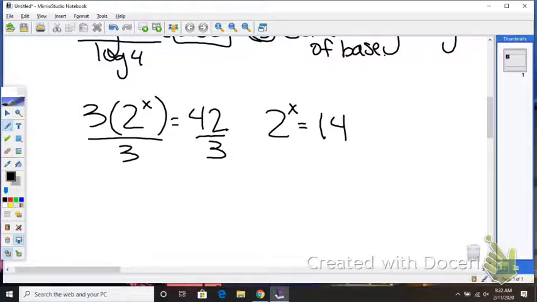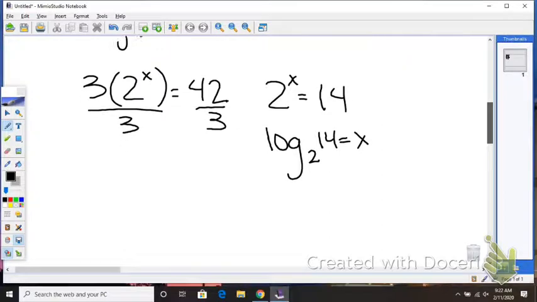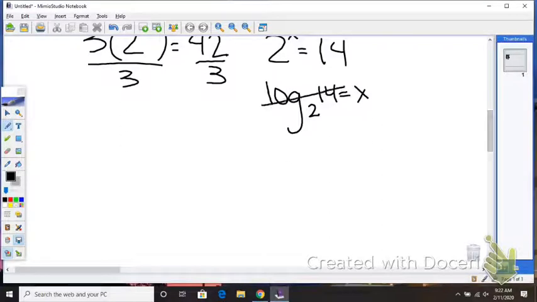Okay, do you guys get it? Yep. So we have to write this in log form. What is this in log form? Log base 2 of 14 equals x. So in my calculator, I'm typing log of 14 divided by log of 2. And don't forget your parentheses when you type it in. 3.81.